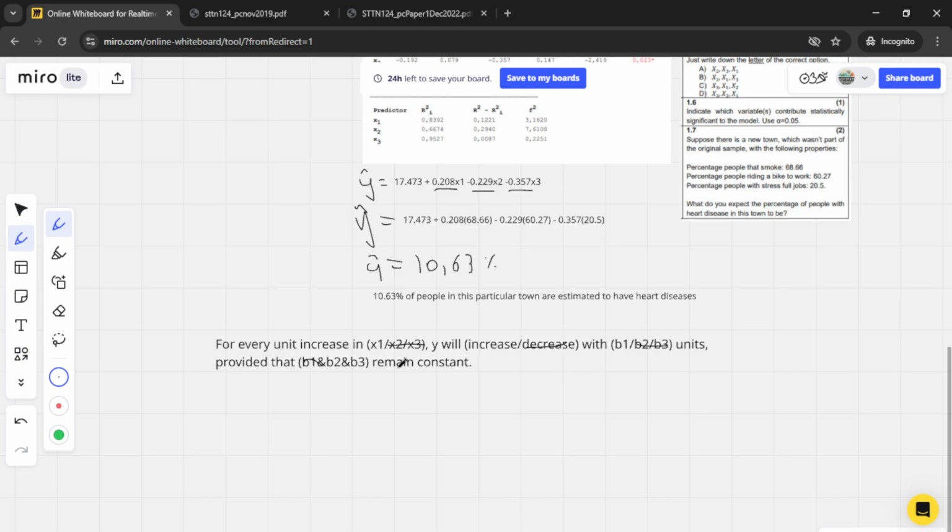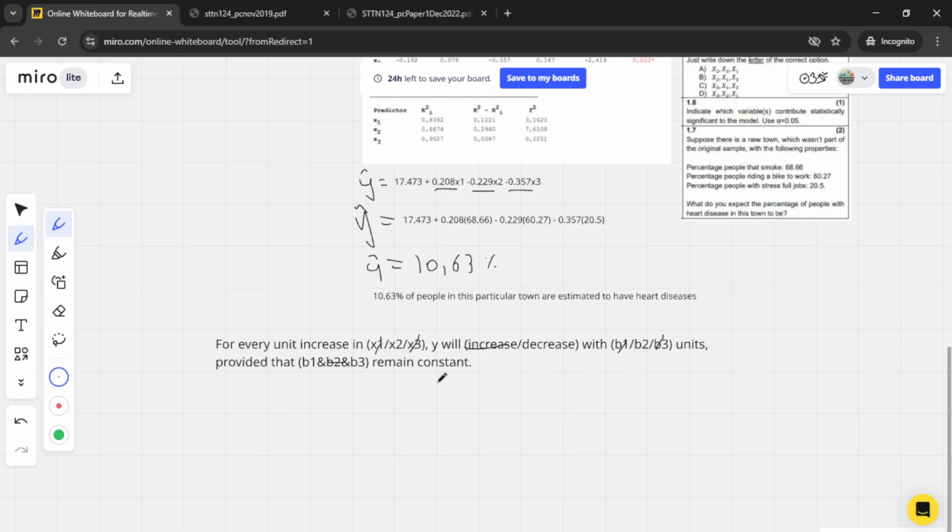So let's say they said, interpret the coefficient of x2, which is b2. b2 is minus 0.229. You're going to say for every unit increase in x2, meaning x1 and x3 are out. For every unit increase in x2, why? It is negative, so it will decrease. Increase is out. It will decrease with b2 units, because we're dealing with b2, the coefficient of x2, provided that b1 and b3 remain constant. That's how you answer it.